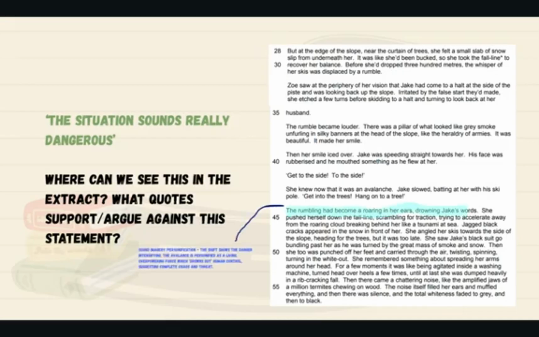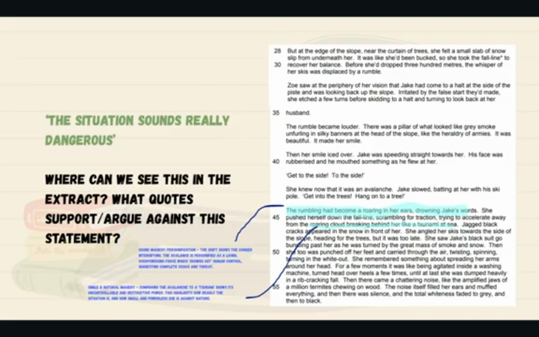Right, let's have a look at doing this together. So first I've highlighted this quote which says, "The rumbling had become a roaring in her ears, drowning Jake's words." This is an example of sound imagery or personification, and the shift shows the danger intensifying. The avalanche is personified as a living, overpowering force which drowns out human control, suggesting complete chaos and threat.